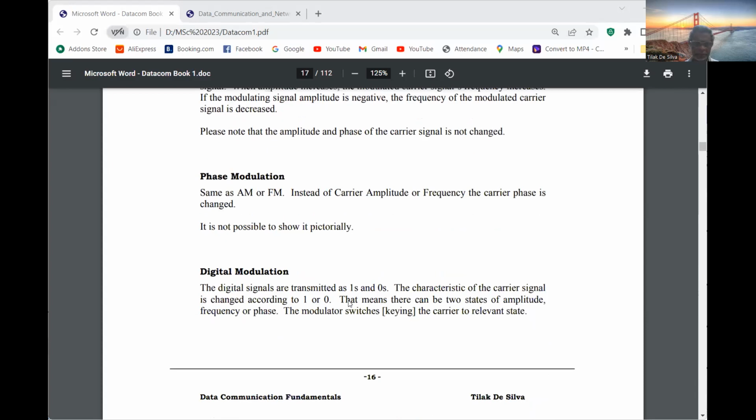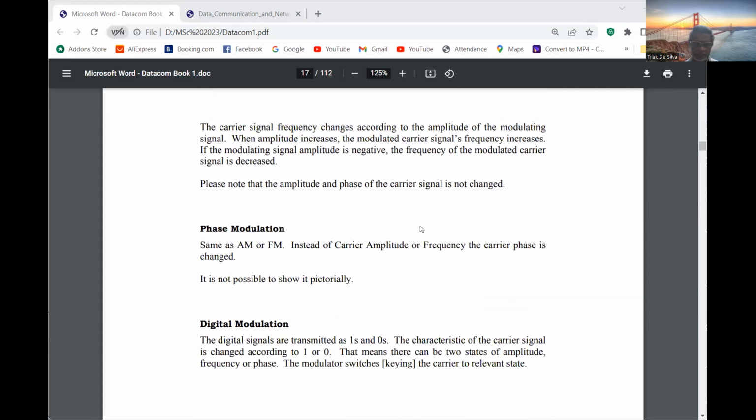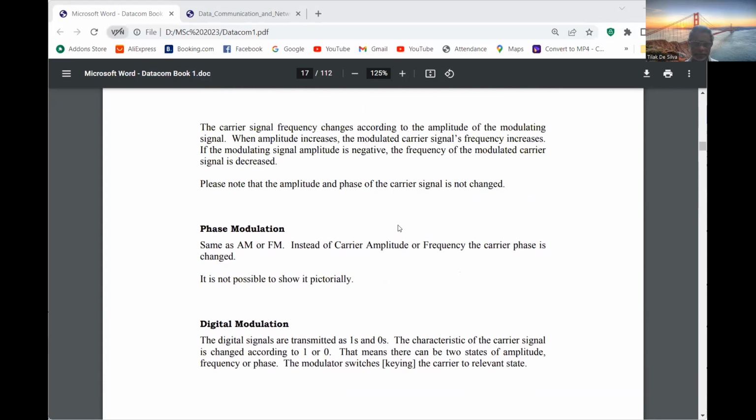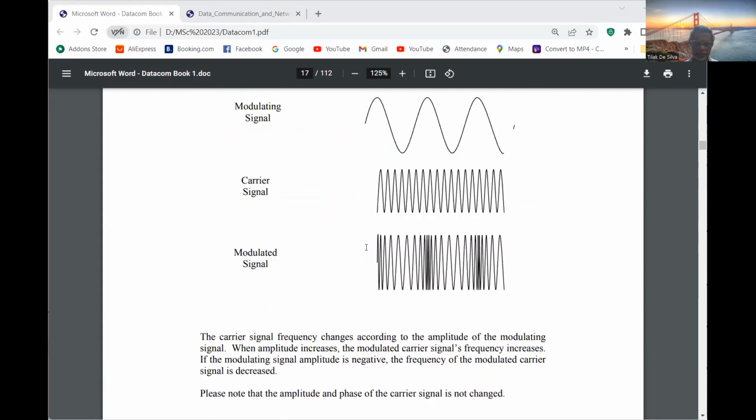Phase modulation is in a similar manner: you can change the phase. Normally in analog modulation, we are using AM and FM. So you know about the AM radios and the FM radios. Any question? Then I have a video. I will share that video.